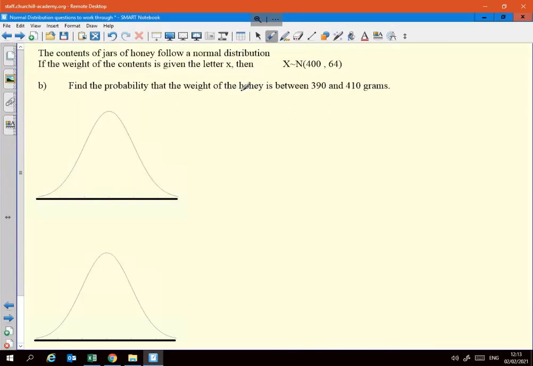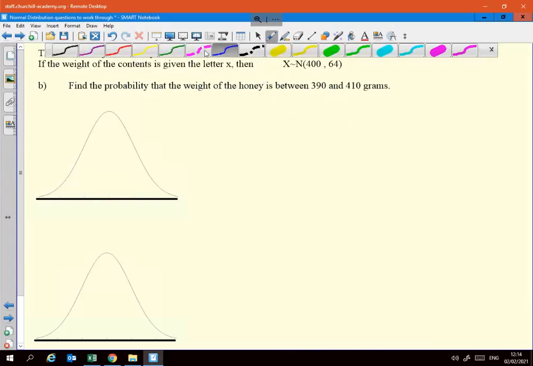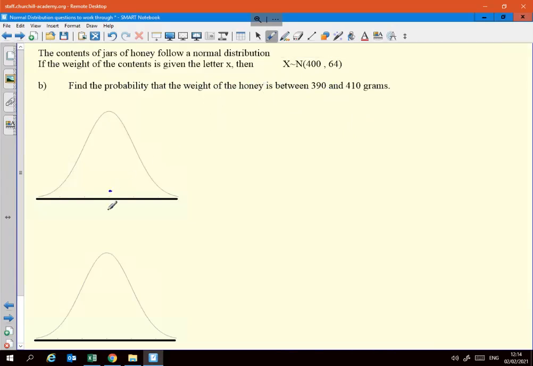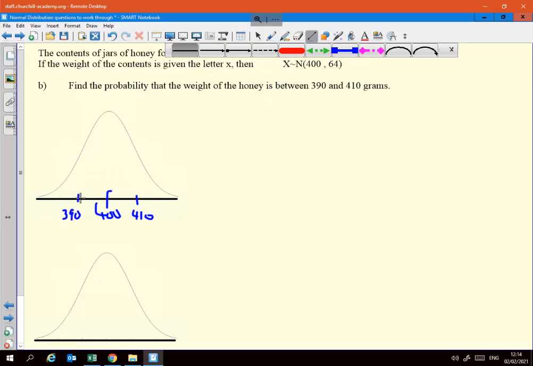Question B, find the probability that the weight of the honey is between 390 and 410 grams. So this one is more difficult, but we're going to start off the same way again, put the mean right in the middle, 400. I don't know where to put these exactly, but I'm going to go 390 there. And I am going to notice that 390 is 10 below 400 and 410 is 10 above. So this is symmetrical, which is nice. Makes things a bit easier for us.